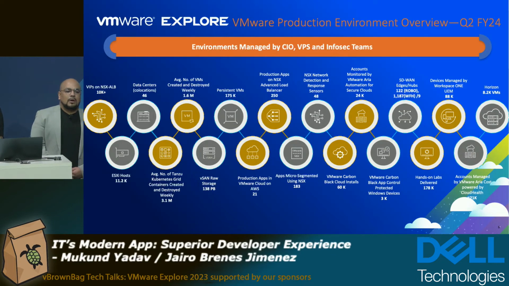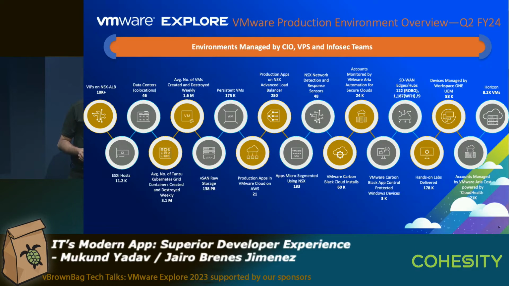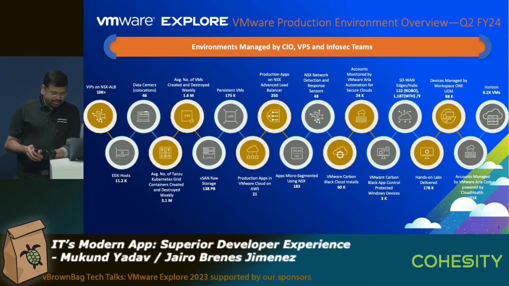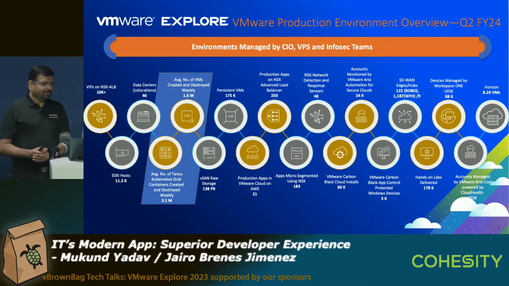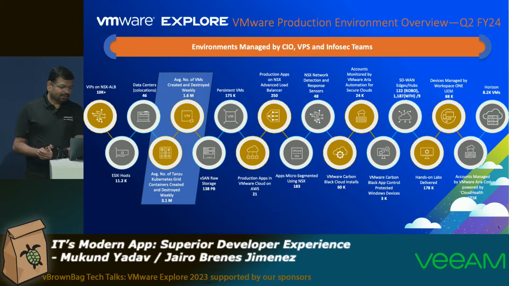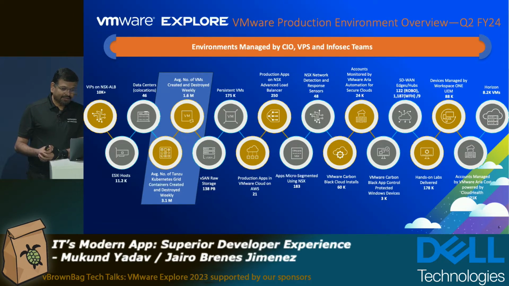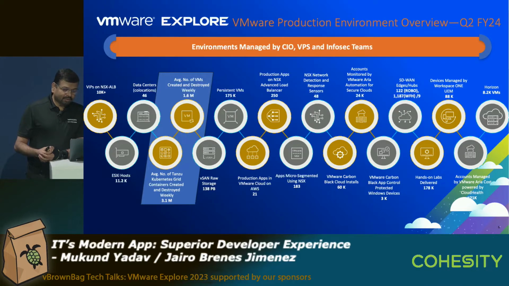This slide depicts the scale of operation that VMware IT manages. These are very big numbers, but I want to highlight a few. The number of VMs that we create and destroy on a weekly basis is almost 1.5 million. This is a very unusual number for IT, but this is VMware, because all our engineers generally try to play around with new products, and during the development and testing of the products, they create a number of VMs.